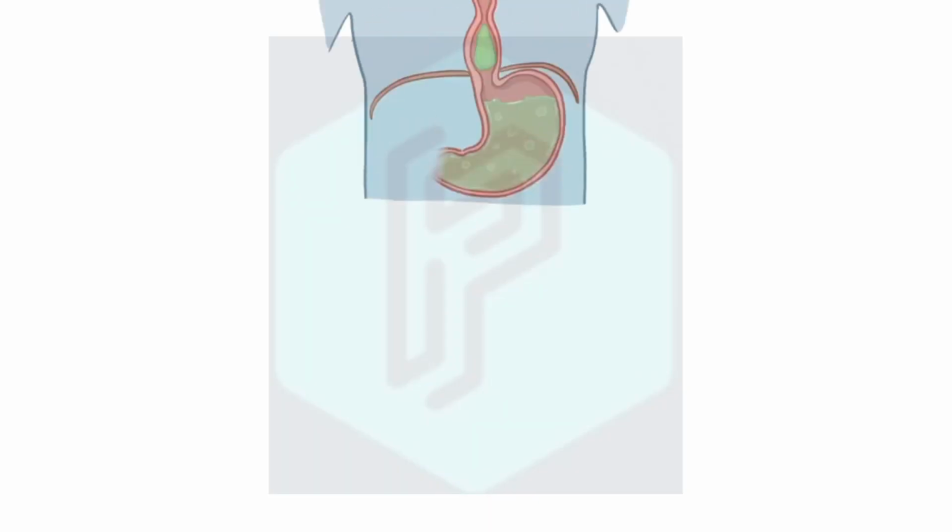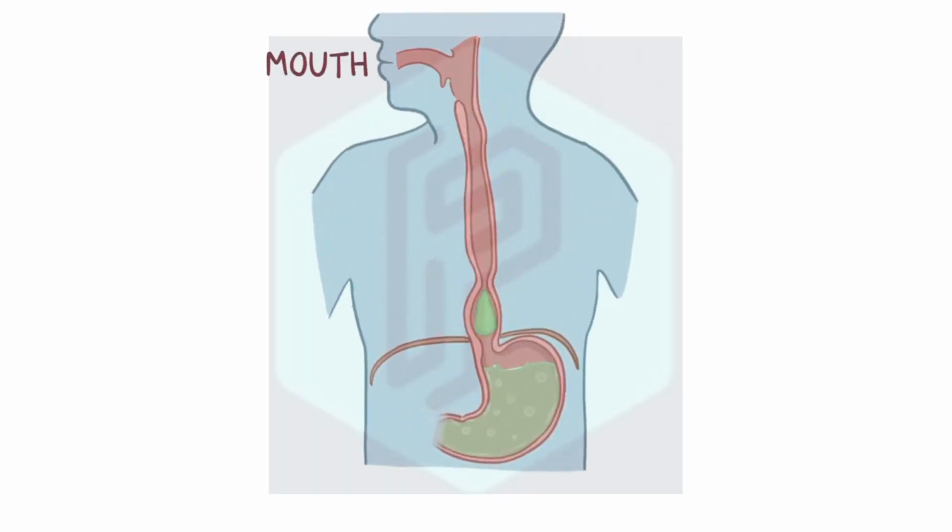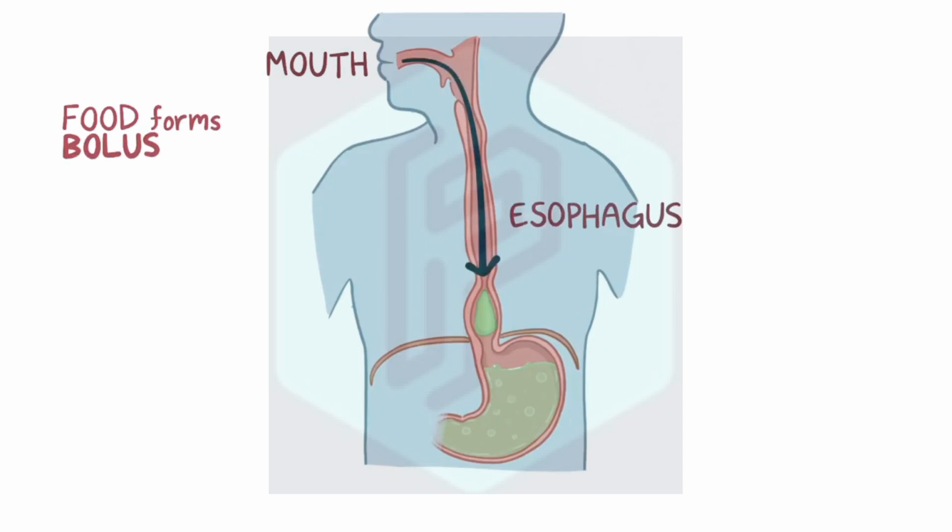Today we will learn gastric motility and secretions. When we eat food, it's first chewed up in the mouth and mixes with saliva to form a mushy mass called a bolus. And then it travels down a muscular tube called the esophagus.